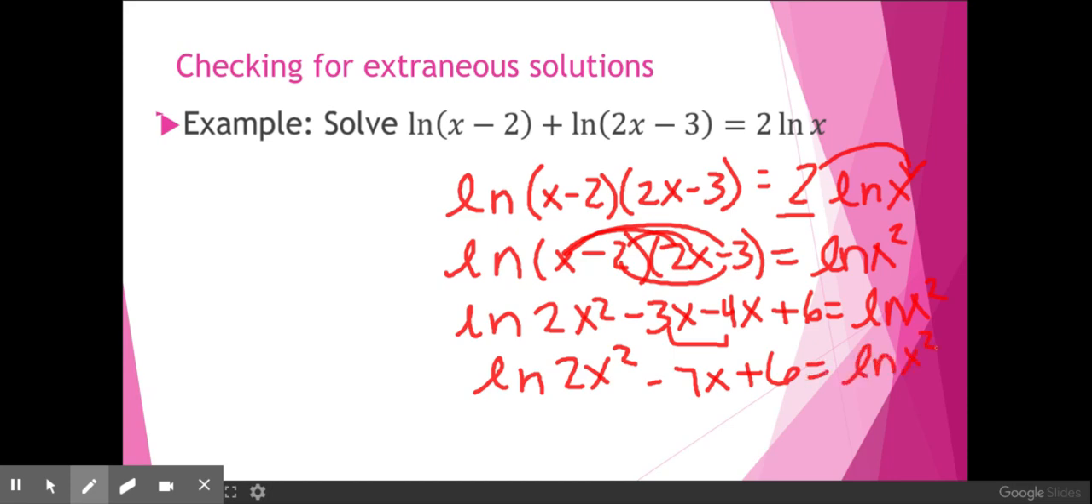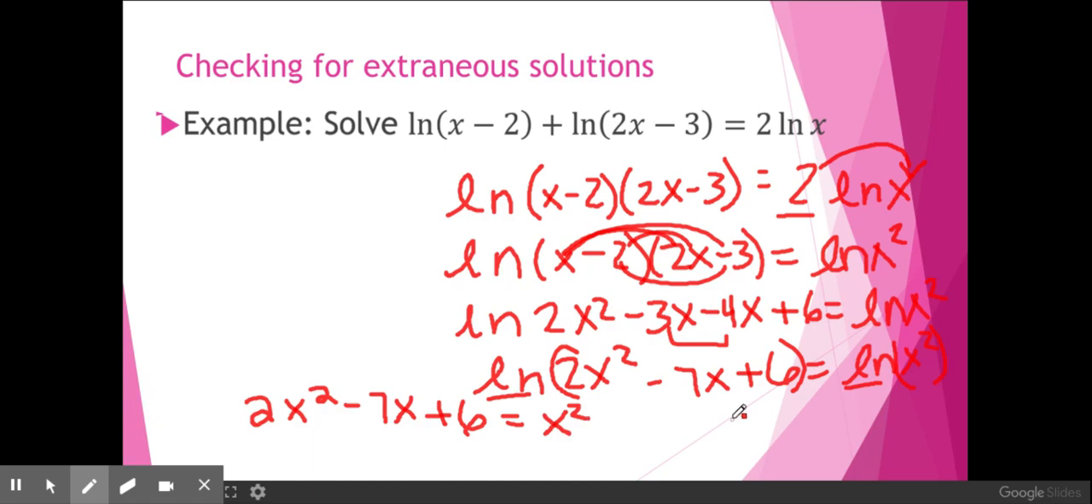So what we end up with is, since we have ln on both sides, we can set this equal to this. So I'm going to do that right down here. 2x squared minus 7x plus 6 equals x squared. And now we're going to start to solve this like a regular quadratic. Subtract x squared from both sides. So this leaves us with x squared minus 7x plus 6 equals 0.